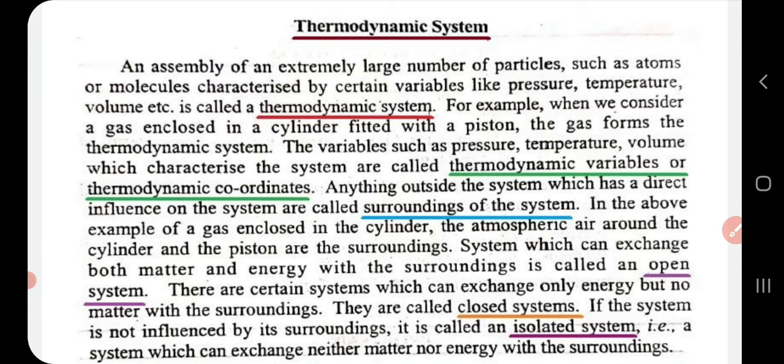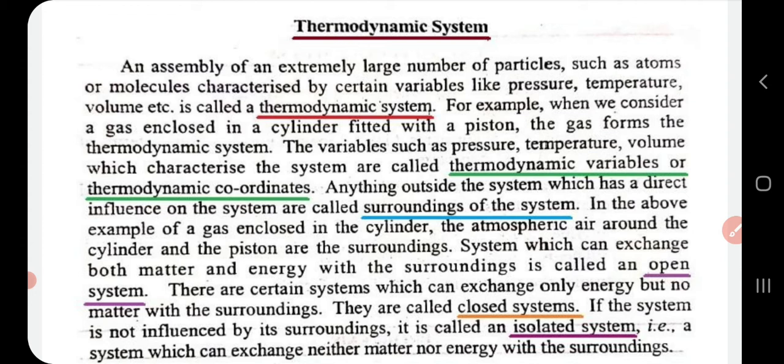Now, what is a thermodynamic system? That is an assembly or collection of an extremely large number of particles such as atoms or molecules characterized by certain variables like pressure, temperature, volume, etc. is called thermodynamic system. Suppose that you have a gas enclosed in a cylinder fitted with a piston. Then that gas actually forms the thermodynamic system.